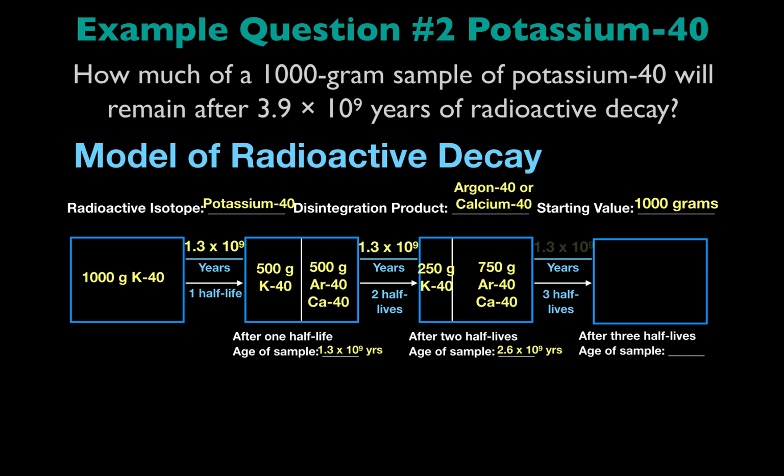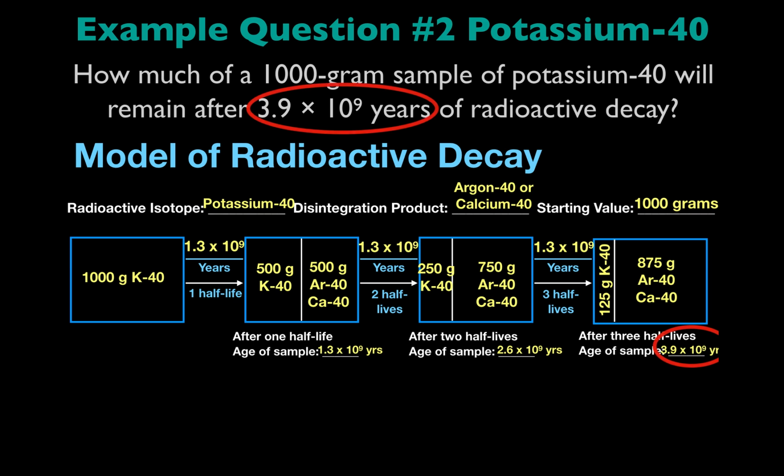After another half-life, another 1.3 times 10 to the 9th years, your potassium-40 gets cut in half again to 125 grams of potassium-40, and then you end up with 875 grams of the decay products. You add up all the time that's passed at this point, and you have a sample that's 3.9 times 10 to the 9th years old.